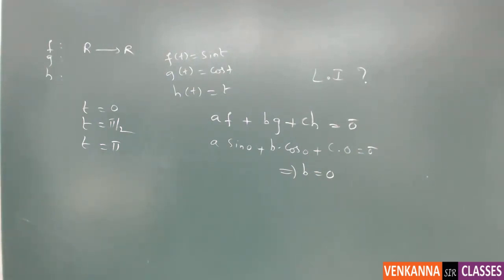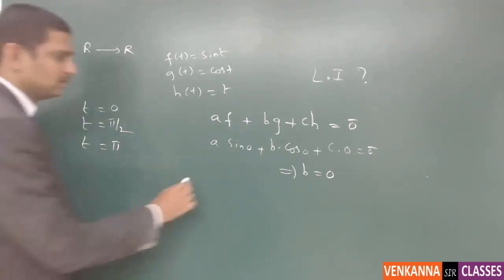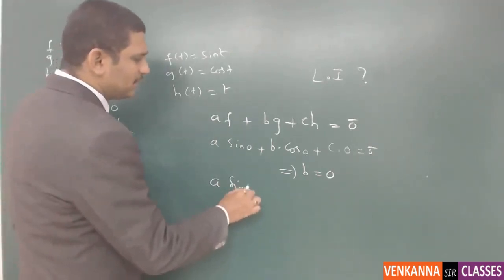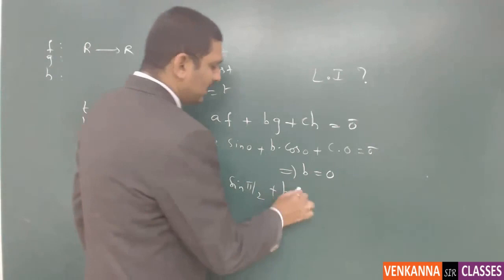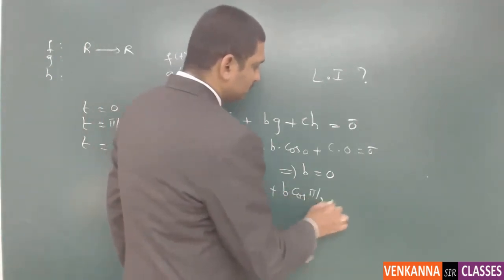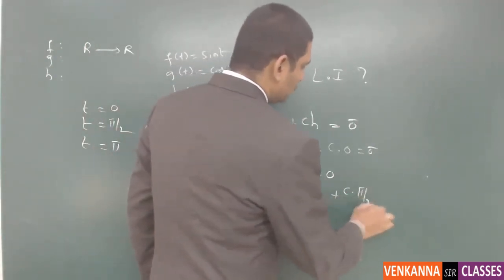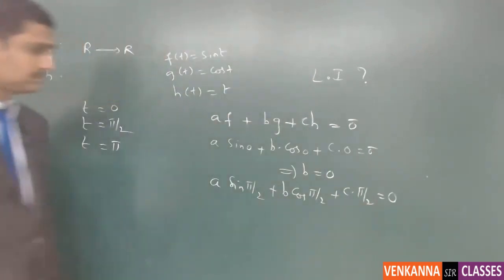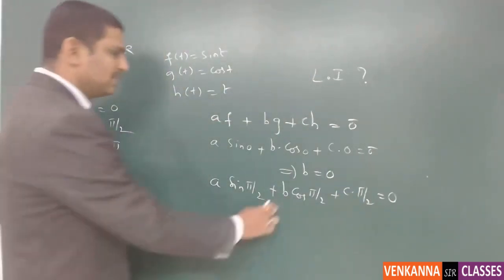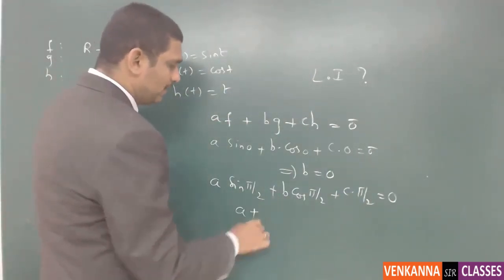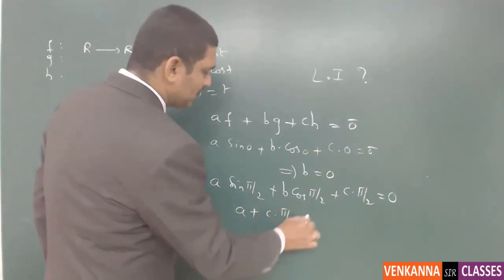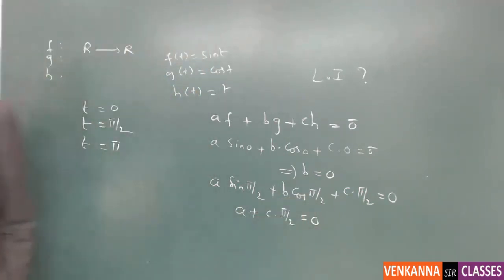Then if you take t is equal to pi by 2, then a into sine pi by 2 plus b into cos pi by 2 plus c into pi by 2 equal to 0. You already got that b is equal to 0. So you have a plus c into pi by 2 is equal to 0. That is one thing you got with you.